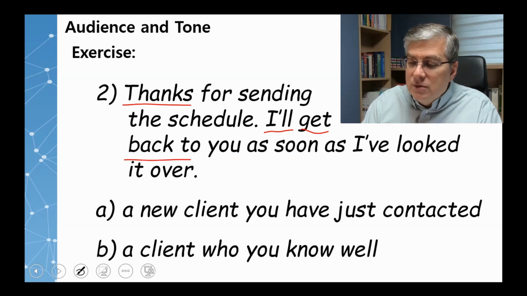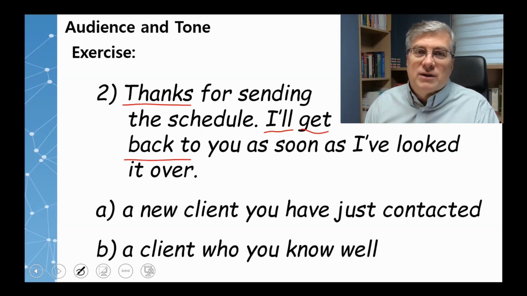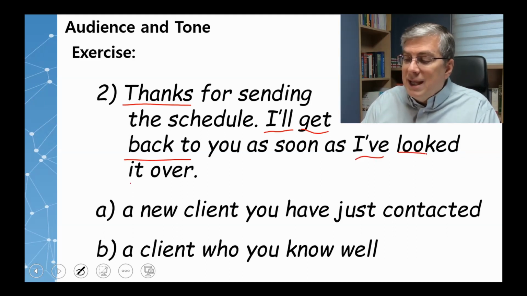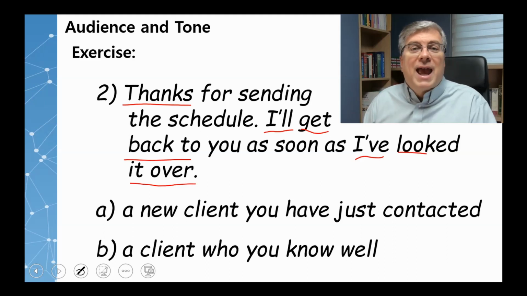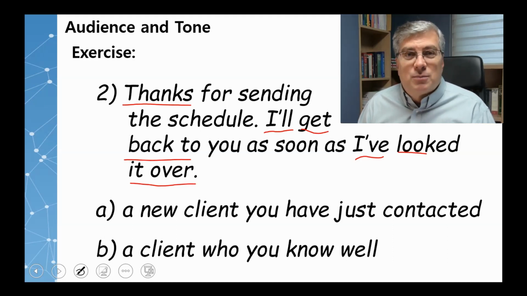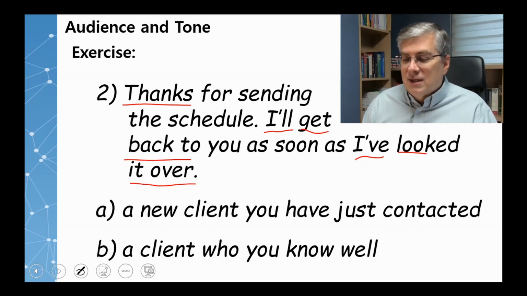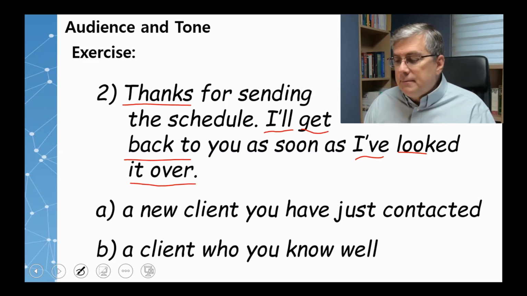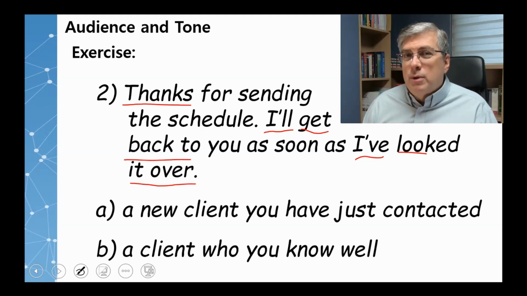And a couple more things. "Get back to someone" is an informal expression. I'll explain more about this in the next video lesson. And of course, we see another contraction, and "look it over." That is also an informal expression. It's actually a phrasal verb, and we'll talk about those in the next video lesson. So this is informal.